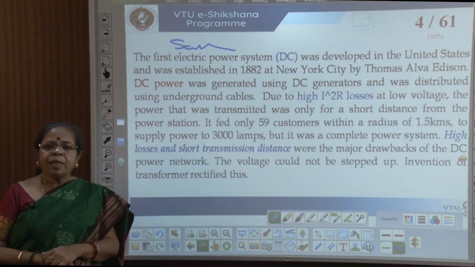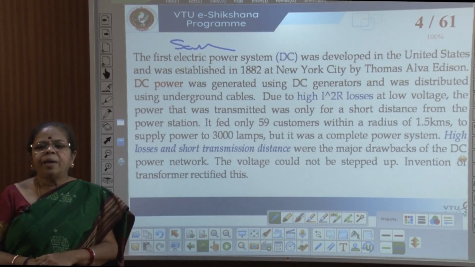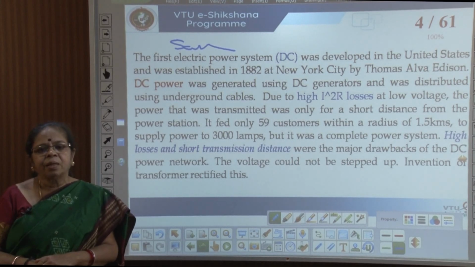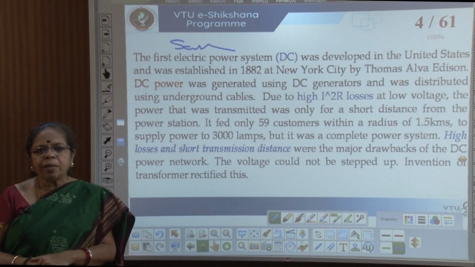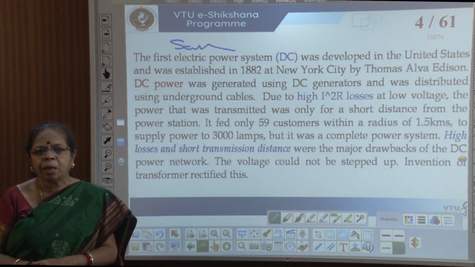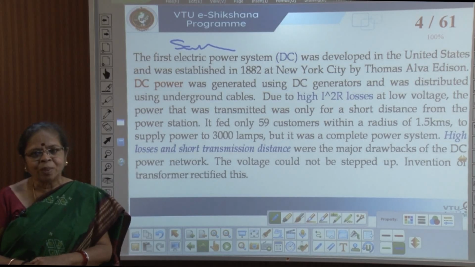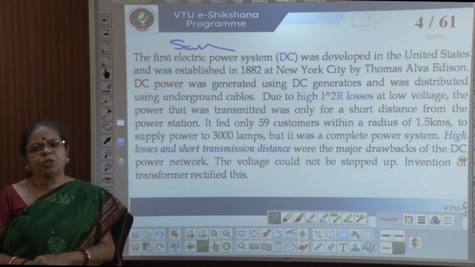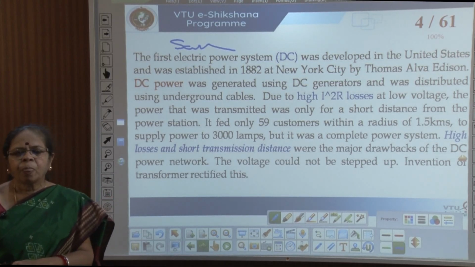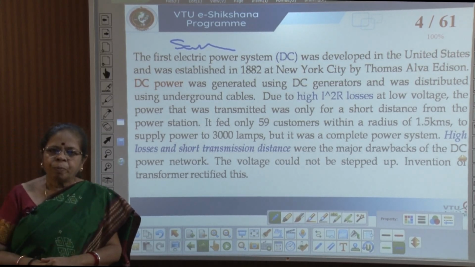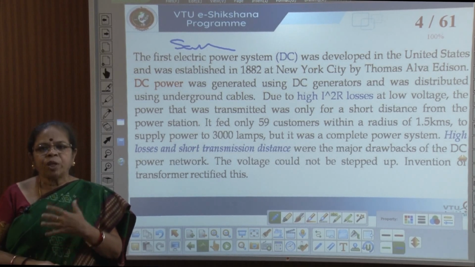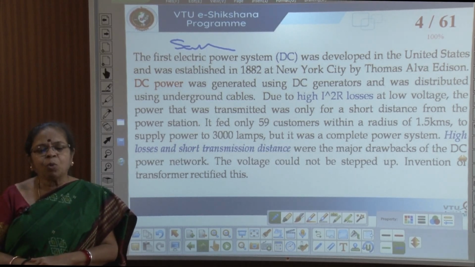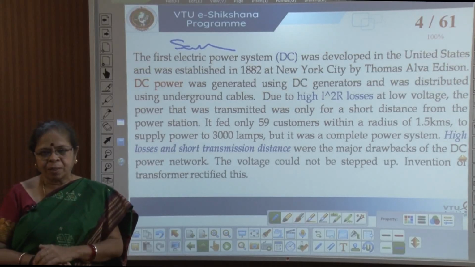Okay. So the first electric power system was DC, and it was developed in the United States and was established in 1882 at New York City by none other than Thomas Alva Edison. Most of us know Edison as the inventor of the electric bulb, but he did a whole lot of other things too. And we owe our beginnings of power system to Thomas Edison. By 1882, DC generators were already available, and the DC power was generated using DC generators and distributed by underground cables.